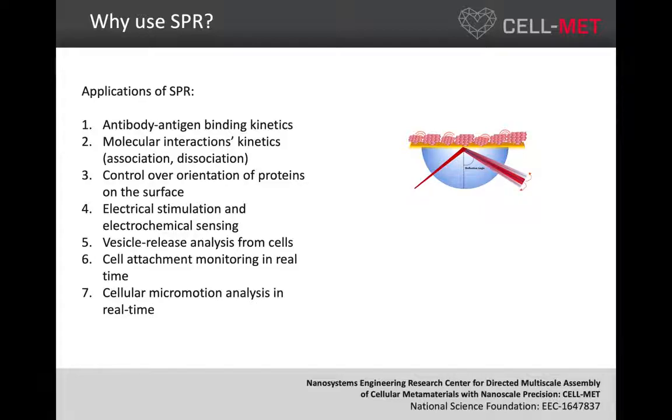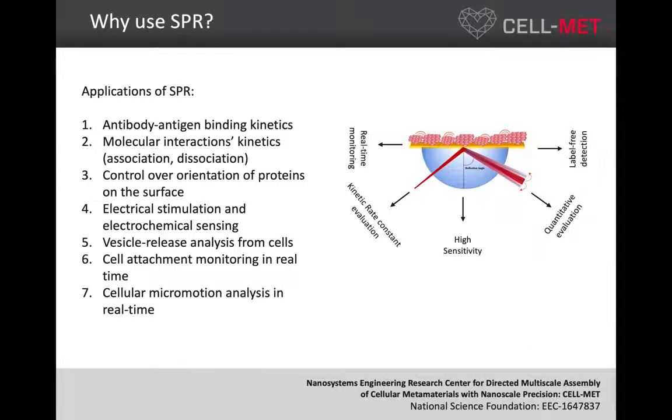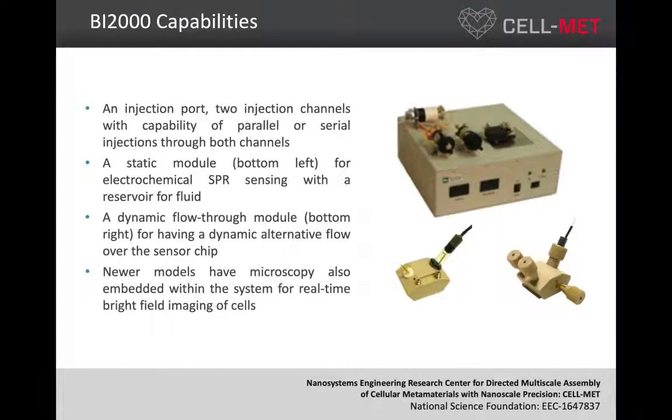So several technologies exist currently that offer such applications like ELISA, QCM, and ITC, but few of them have the opportunity of surface plasmon resonance that enables high sensitivity, real-time monitoring, label-free detection, kinetic rate constant evaluation, quantitative evaluation, and also low volume sample consumption. SPR is also easy to perform and can be a cost-effective solution for future uses.